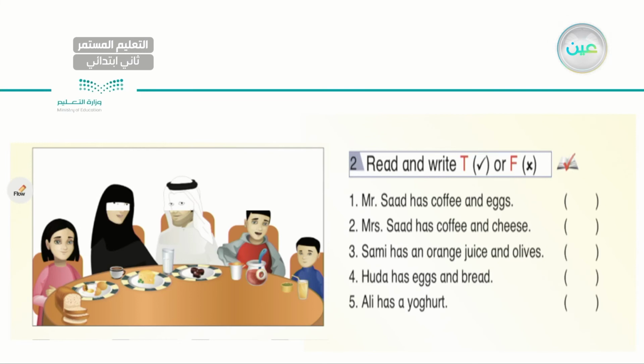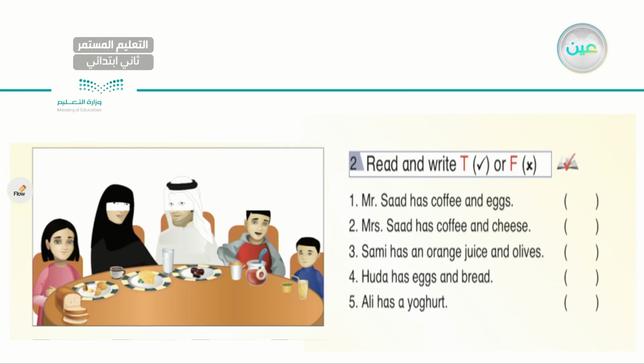Now, as you can see, I have a family here. Each member of the family is eating a different kind of food. What are we going to do now? We are going to decide whether these sentences are true or false. So, I have sentence number 1. Mr. Saad has coffee and eggs. Now, let's take a look at Mr. Saad. He's the father here.